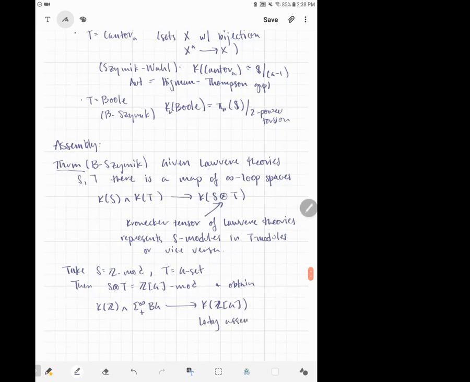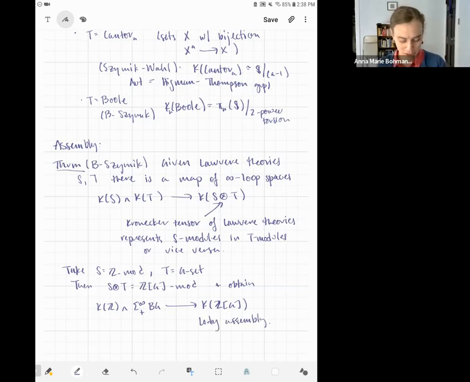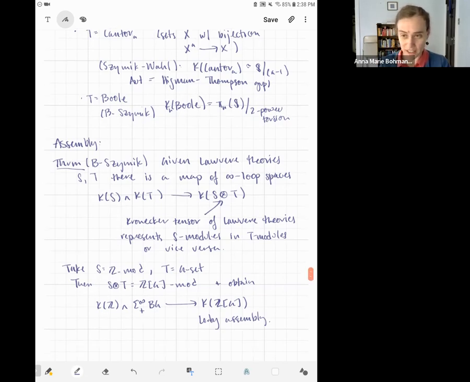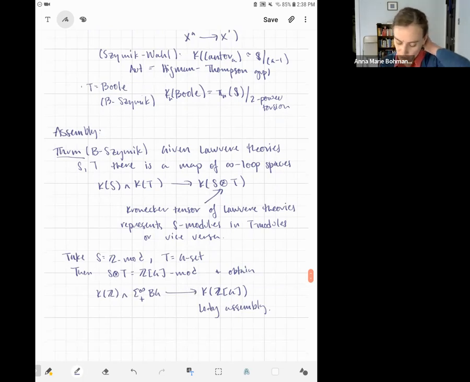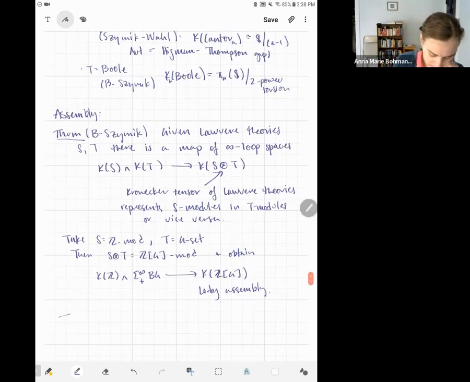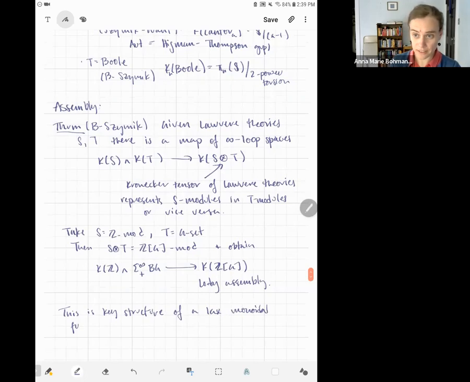Is there some hypothesis missing in the theorem? Obviously you could have trivial maps, but there should be some statement that this map is non-trivial. It's not a hypothesis, maybe it's a conclusion. You get a map of infinite loop spaces. Where does it come from? This is really part of a lax monoidal functor from the category of Lawvere theories to the category of spectra. This is the key structure of a lax monoidal functor. And you can figure out what it does on pi zero and so on. We know it's not the trivial map.